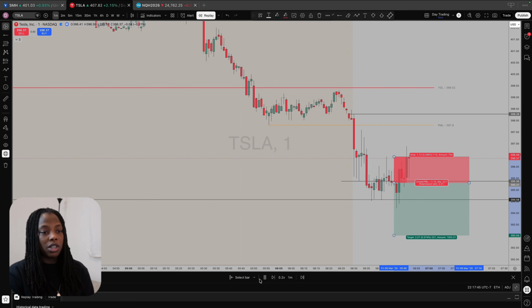So you're probably going to get stopped out on this trade, the way it's moving. But again, we have to wait for a candle close. Let's see if we get a candle close above our stop.